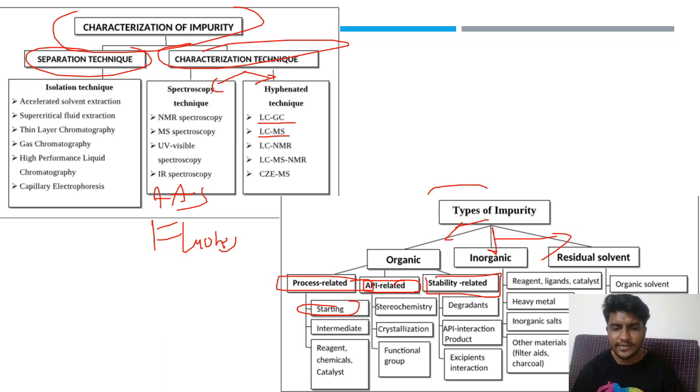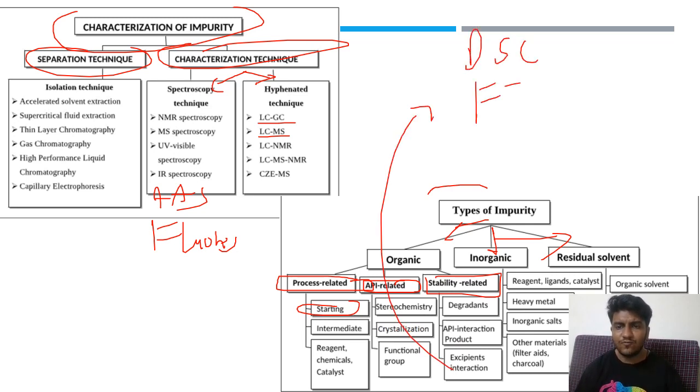So for process related, there can be starting products, intermediates, or the reagent, chemical, catalyst. For API related, either the change in the stereoisomers, crystallization, polymorphism. Stability related, any degradant product, any excipient interaction. So excipient interaction can be checked via DSC, FTIR, Fourier transform infrared spectroscopy, differential scanning calorimetry. These are the different techniques.